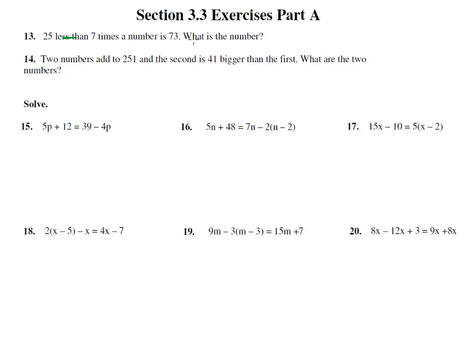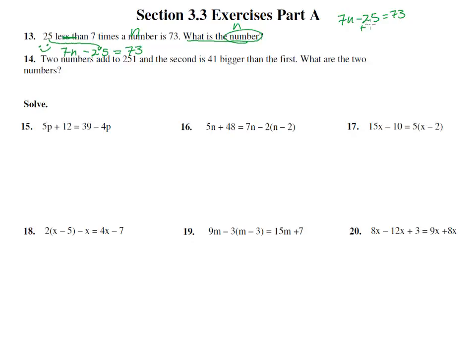What is the number? Well, we better pick a variable to be able to go backwards, so like an n times a number n is 73. Let's translate this. 25 less than, so we've got to subtract 25 from 7 times a number, is 73. Hey, look at that. That's an equation. We can be happy about that guy. Let's write it over here and do it. 7n minus 25 equals 73.